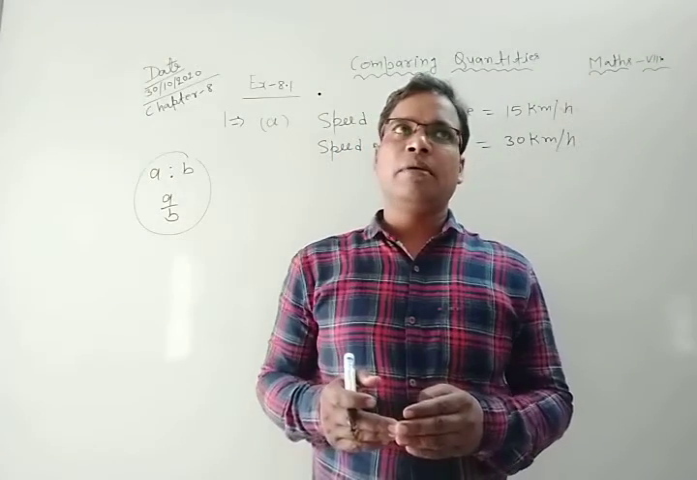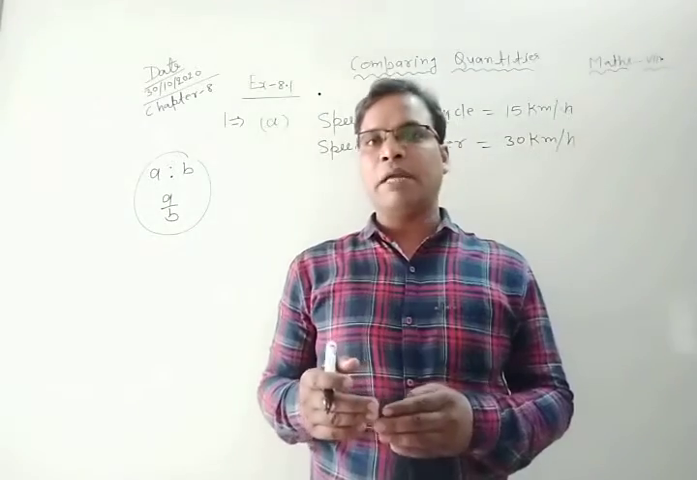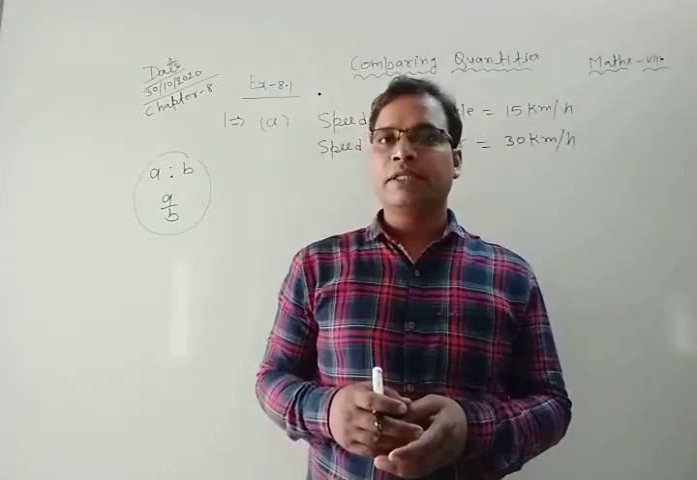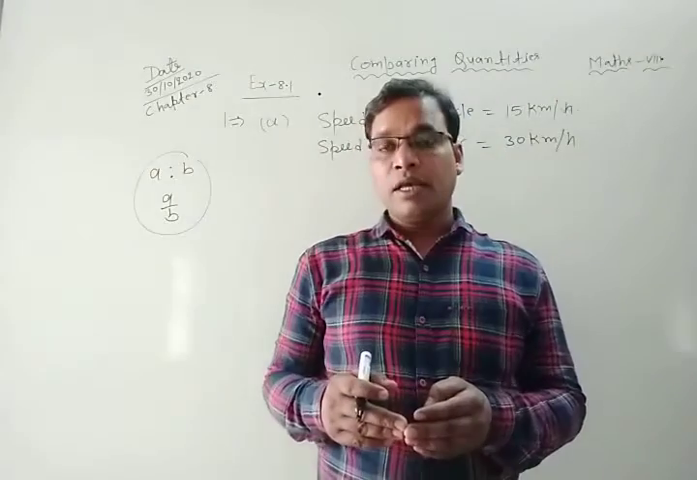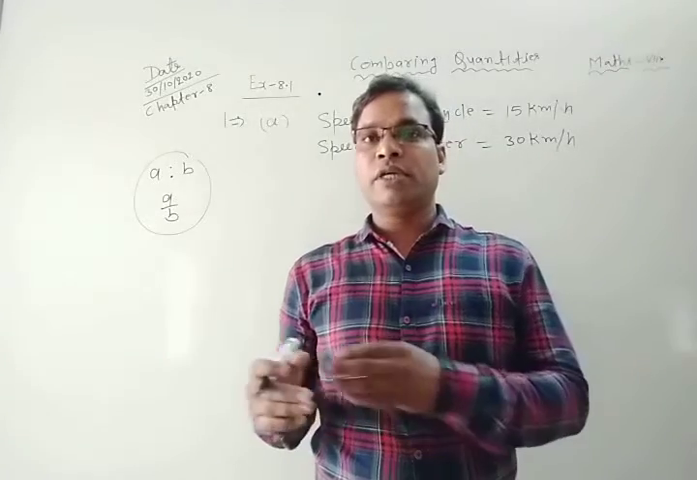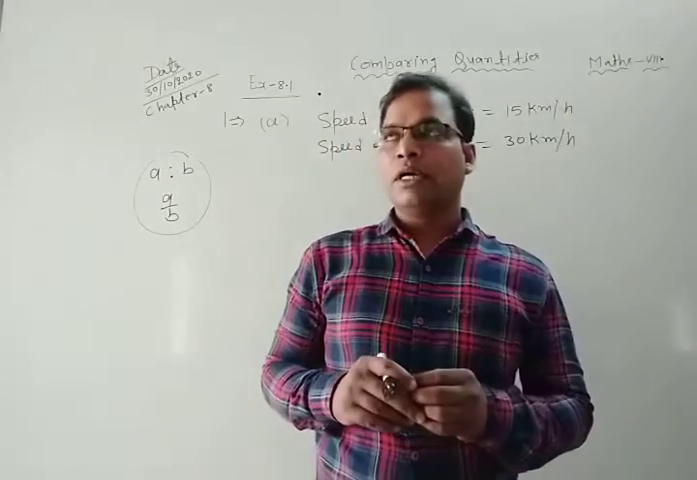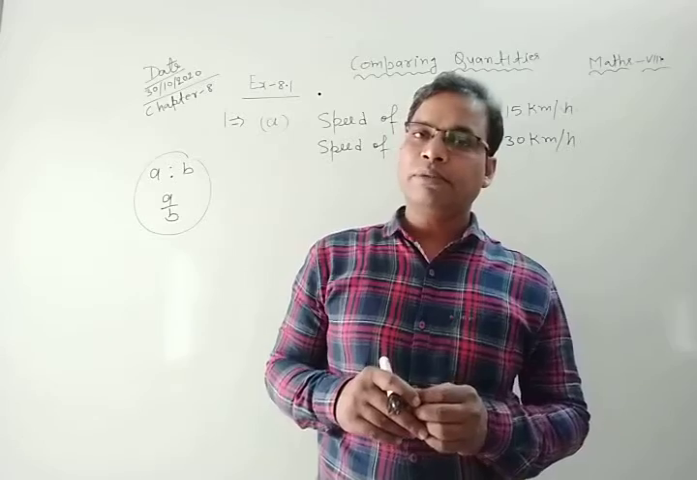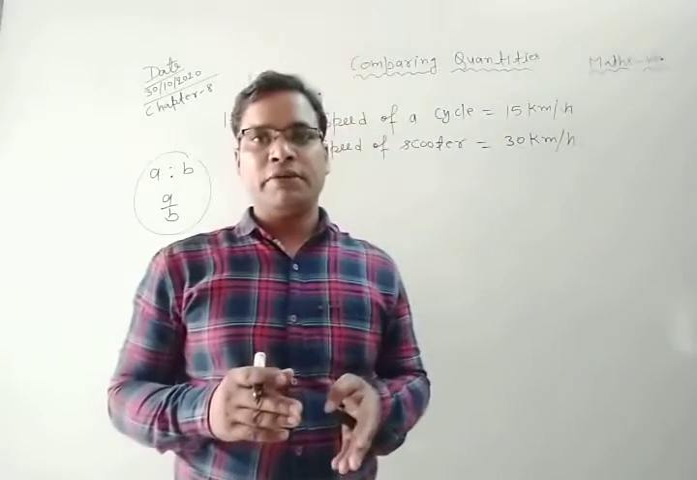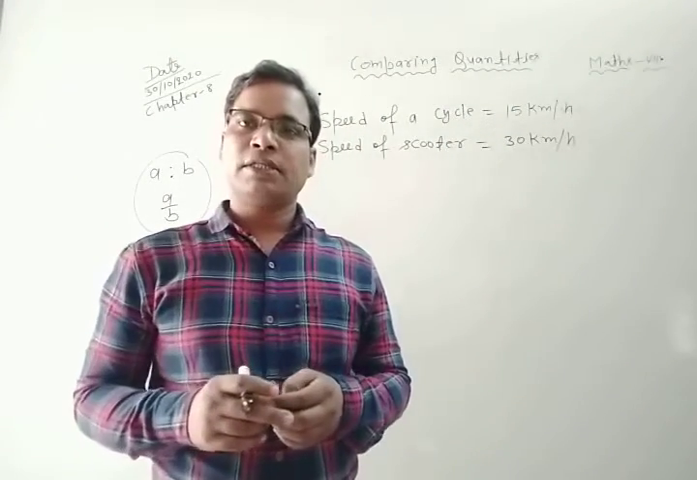A has 5 times the money of B. You can say A has 20 more than B. This is how we compare the quantities in two ways. First by division, second by subtraction.